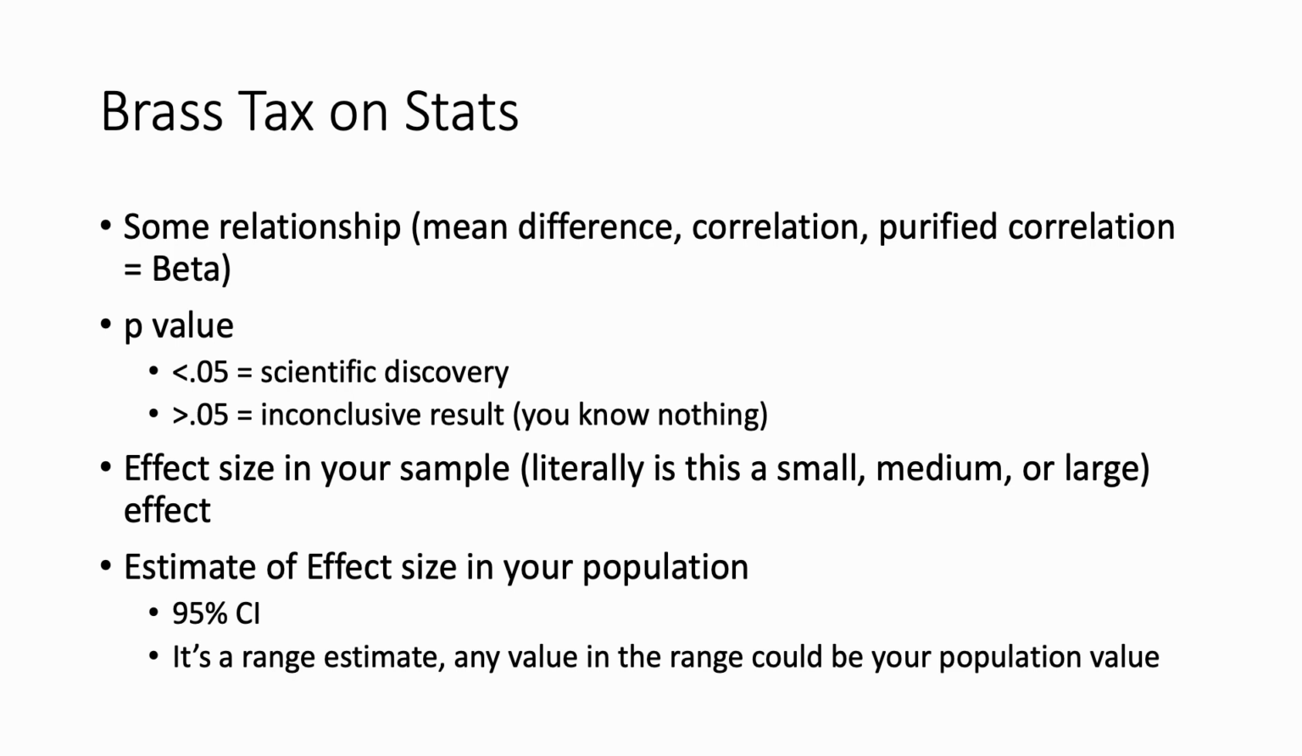Then your p-value. If it's less than 0.05, this is a scientific discovery. It's significant, right? If it's greater than 0.05, it's an inconclusive result. You know nothing. That is it. So when you look at your results, and a lot of them are p greater than 0.05, that means our data are inconclusive. We tried to test a hypothesis, but we didn't learn anything, okay? When it's less than 0.05, we've made a discovery. There's a relationship.